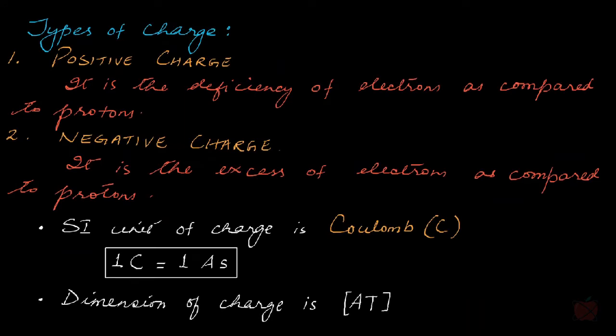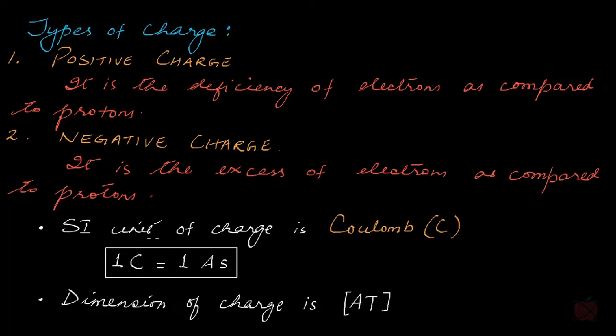Okay. All right. So let us look at the types of charges, and we know very well that in nature there are 2 types of charges, the positive charge and the negative charge. So what is a positive charge? It is the deficiency of electrons as compared to protons. So that means in the body, if there are less number of electrons, then that body is said to be positively charged. Whereas if the body has excess number of electrons, that body is said to be negatively charged.